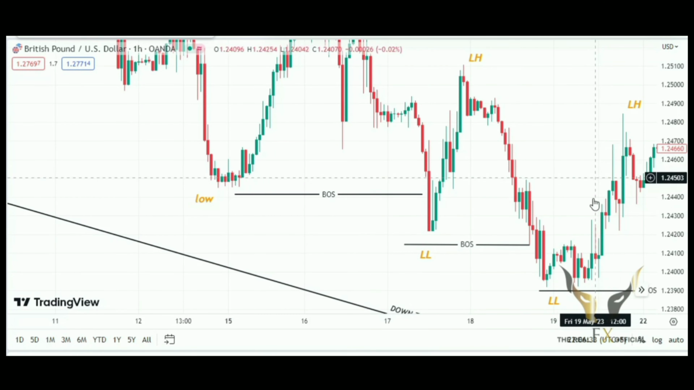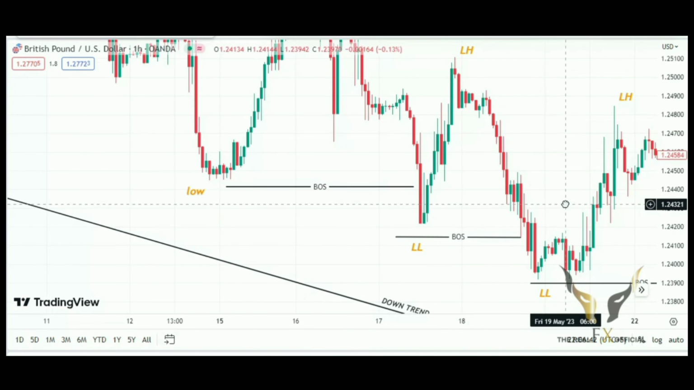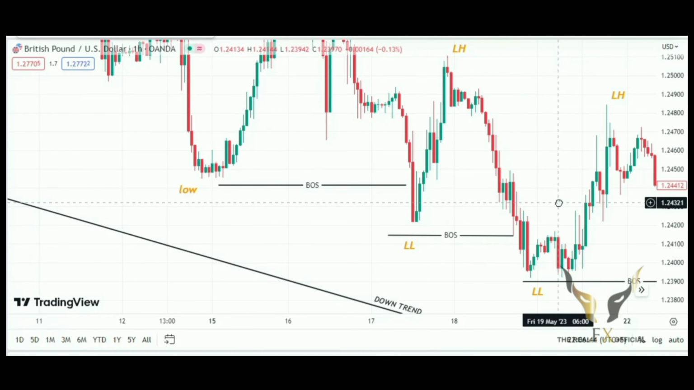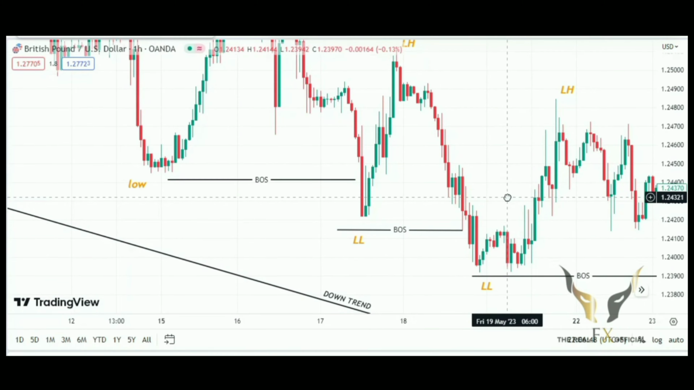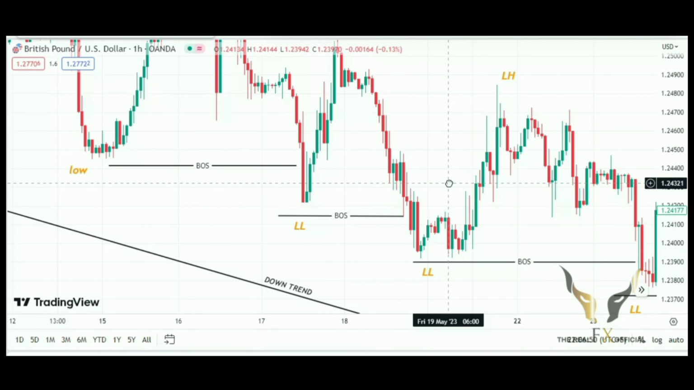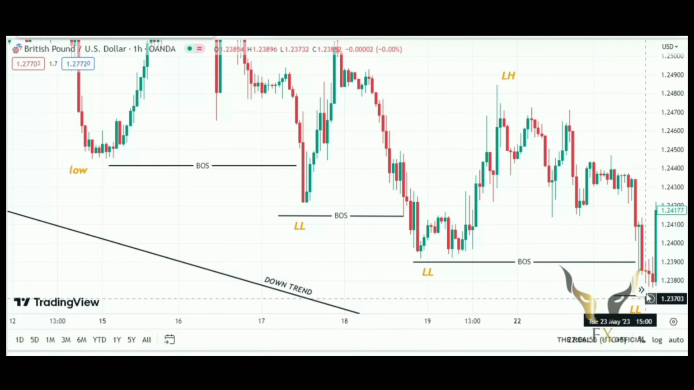Now what we expect is that the price has just to take out this low, okay. The price has to come down, take out this low, okay, and break the structure to a downside, as we know that the price is in the bearish trend. Okay, so we wait for that. And now we can see that the price has just broken the structure to a downside, created another lower low.